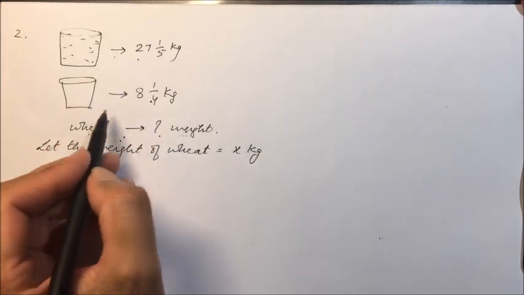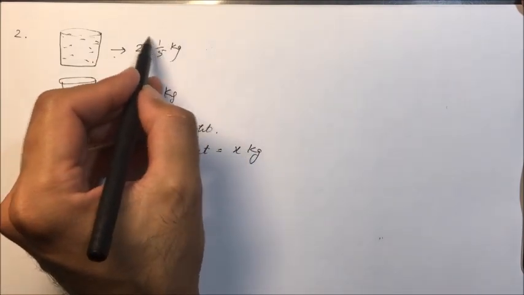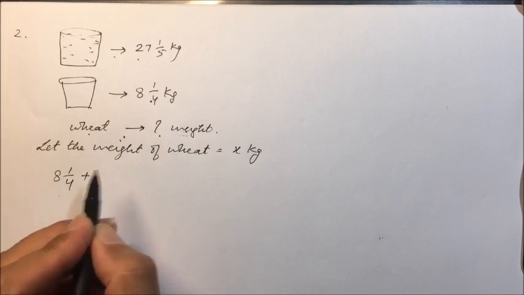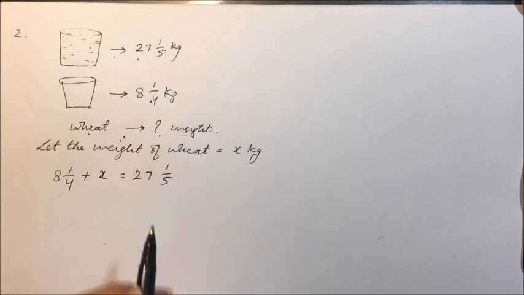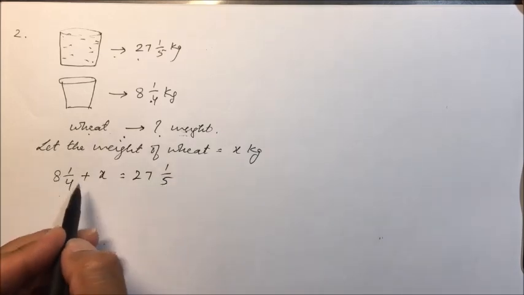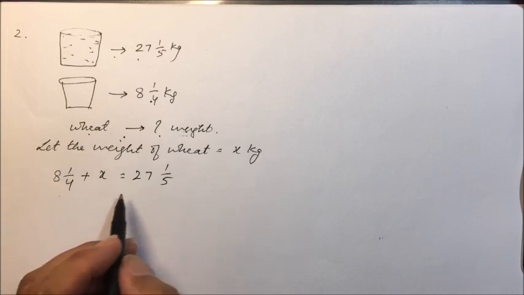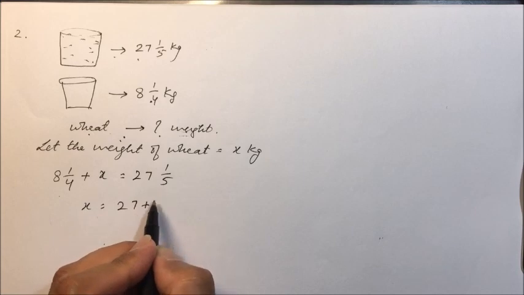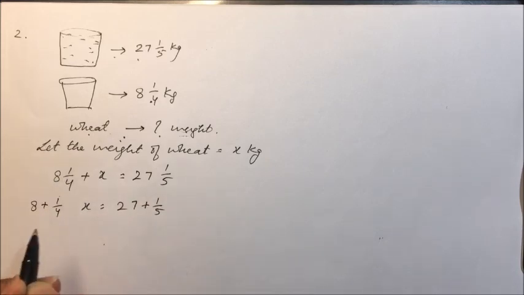Now weight of empty container plus weight of wheat will be this total weight. So 8 1 by 4 plus x equal to 27 1 upon 5. So either you can proceed by the first method or the second method. I will prefer the second method. So x equal to 27 plus 1 upon 5. Here I can write 8 plus 1 by 4.